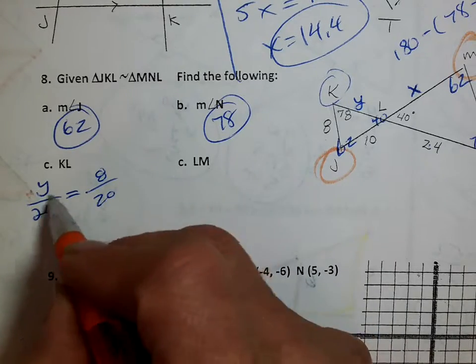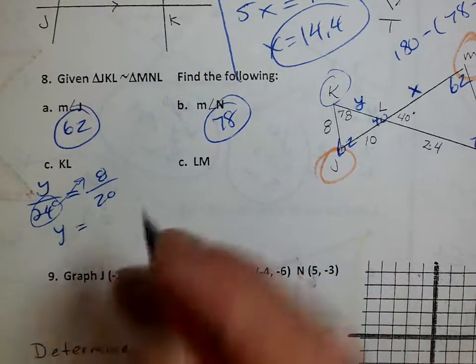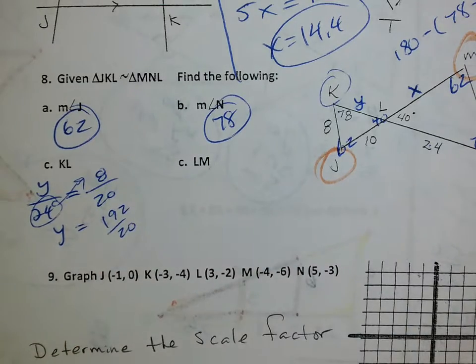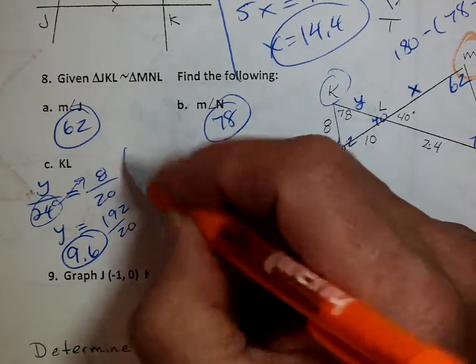Okay, multiply by 24 to make it easy. What's 8 times 24? 192. It's okay. Divided by 20. Uh-huh. I'm just using a calculator. 9.6. Sorry, Caleb. I'm just using a calculator. I'm glad you're trying to do things in your head.